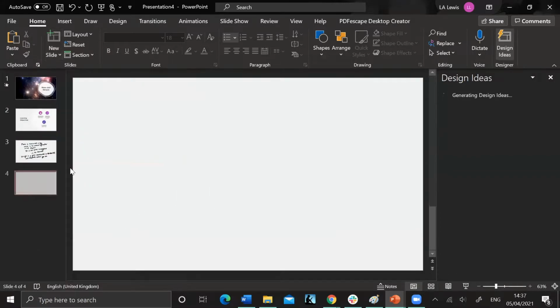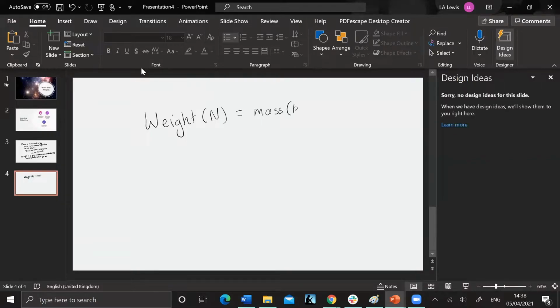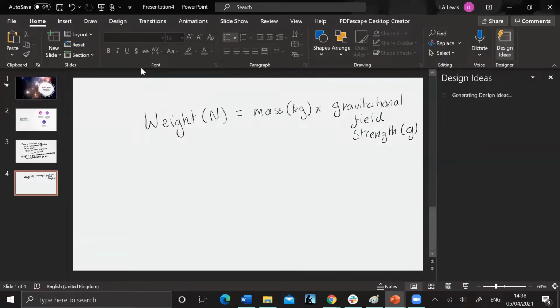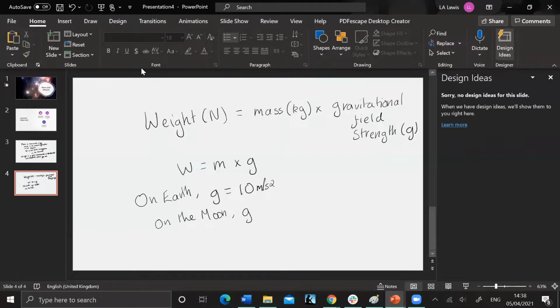So let's do a new slide. We've got a formula for weight. Weight in newtons equals mass in kilograms times gravitational field strength. Often, we shorten this to small g, so you don't have to keep writing that out every time. So W equals m times g. On Earth, g can be taken to be about 10. It's actually acceleration, but we don't have to worry too much about units there. On the moon, g equals about 1.8.